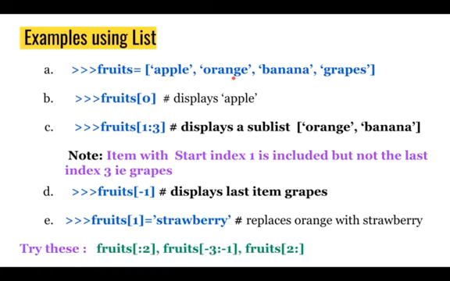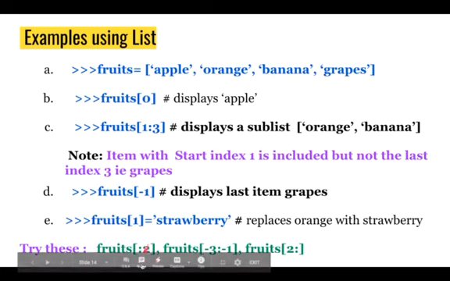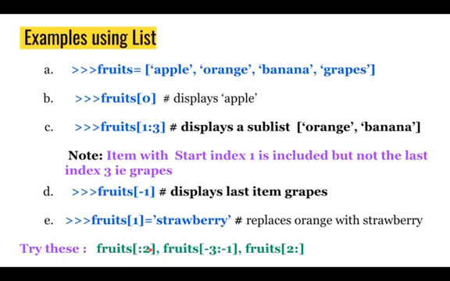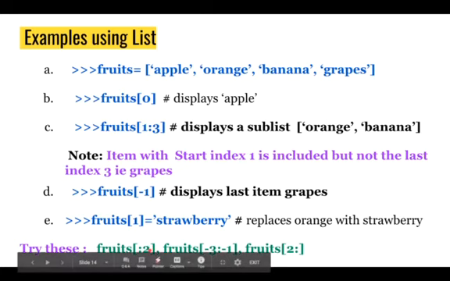Since the start index is not mentioned here, it will be assumed as 0. So, index 0 here is apple, and the next index is 1, orange. 2 is the last index given here. Since the last index is not included for creating a sublist, we omit that.